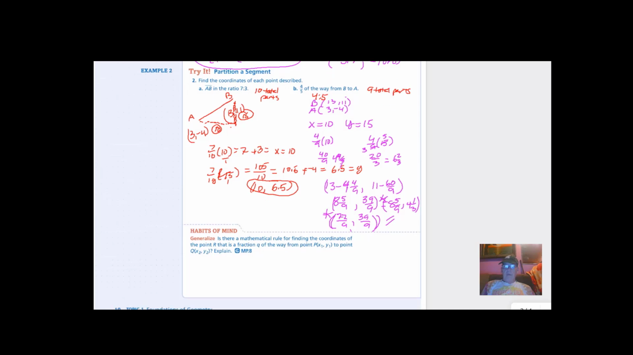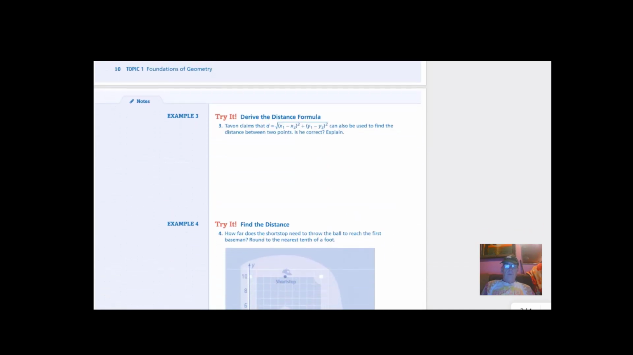Okay, let's look at example TryIt 3. Derive the distance formula. Tavon claims that distance equals the difference of the x's squared plus the difference of the y's squared. Can this also be used to find the distance between 2 points? Is he correct? Explain. Well, let's look. To me, the distance formula is basically the same thing, but let's find 2 points.